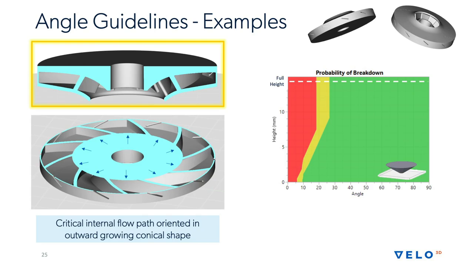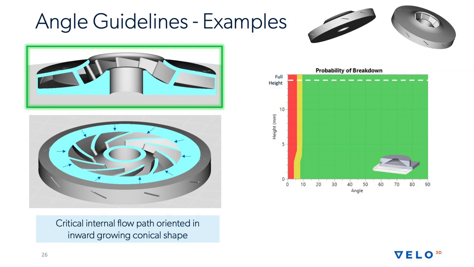And so you think about the angles of this down-facing surface and realize that this is probably getting down to about 10 to 15 degrees off horizontal. The outward growing conical shape is not very safe down there for very long. And so you're going to want to try to consider a different orientation, or if necessary, having to add supports.